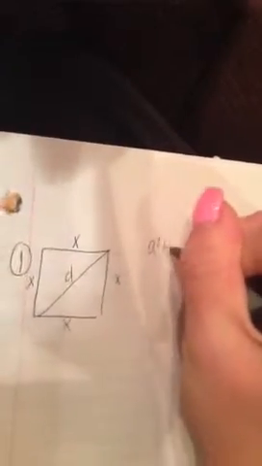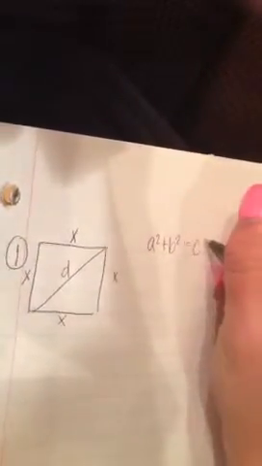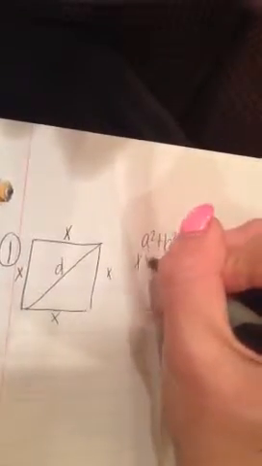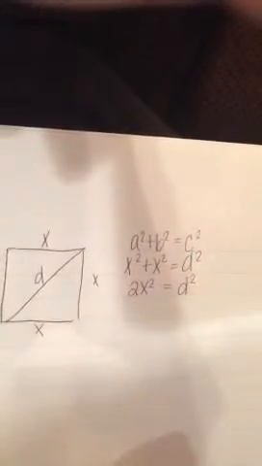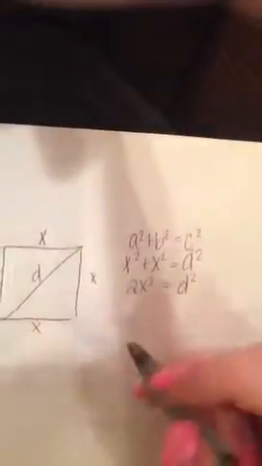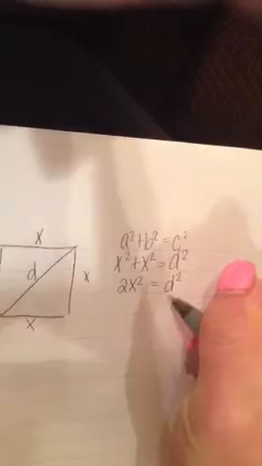I know that the Pythagorean theorem is a squared plus b squared equals c squared, c being the hypotenuse, but if you look at a square, it's actually made up of two triangles, so it is x squared plus x squared equals d squared. Then, if I add those together, it comes out to 2x squared equals d squared. And then I know I need to solve for x to find one of the lengths so I can find the area. So I would solve to get x by itself.